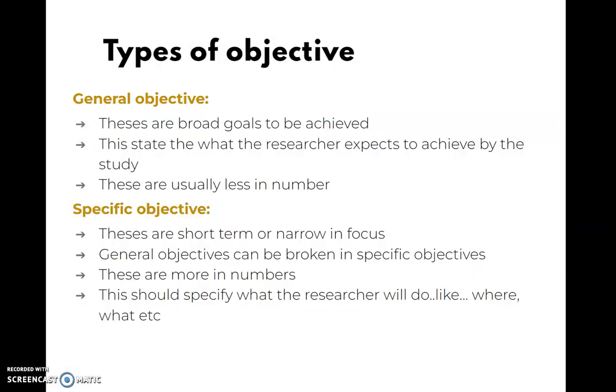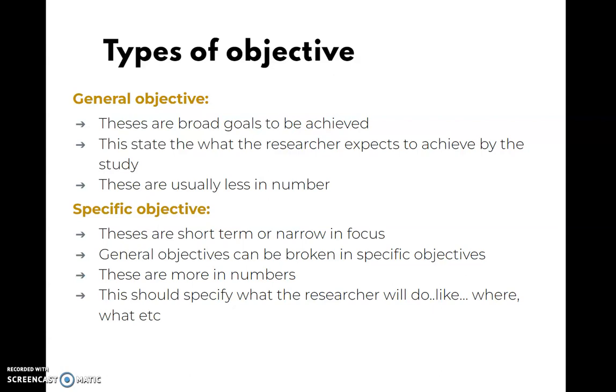And the next is types of objective. The objectives are usually classified as short-term and long-term goals. In research objectives, we say it as general objective and specific objective. General objectives are broad goals to be achieved, whereas specific objectives are short-term or narrow in focus. As they are broad goals, the general objectives are less in number, whereas specific objectives are more in number.